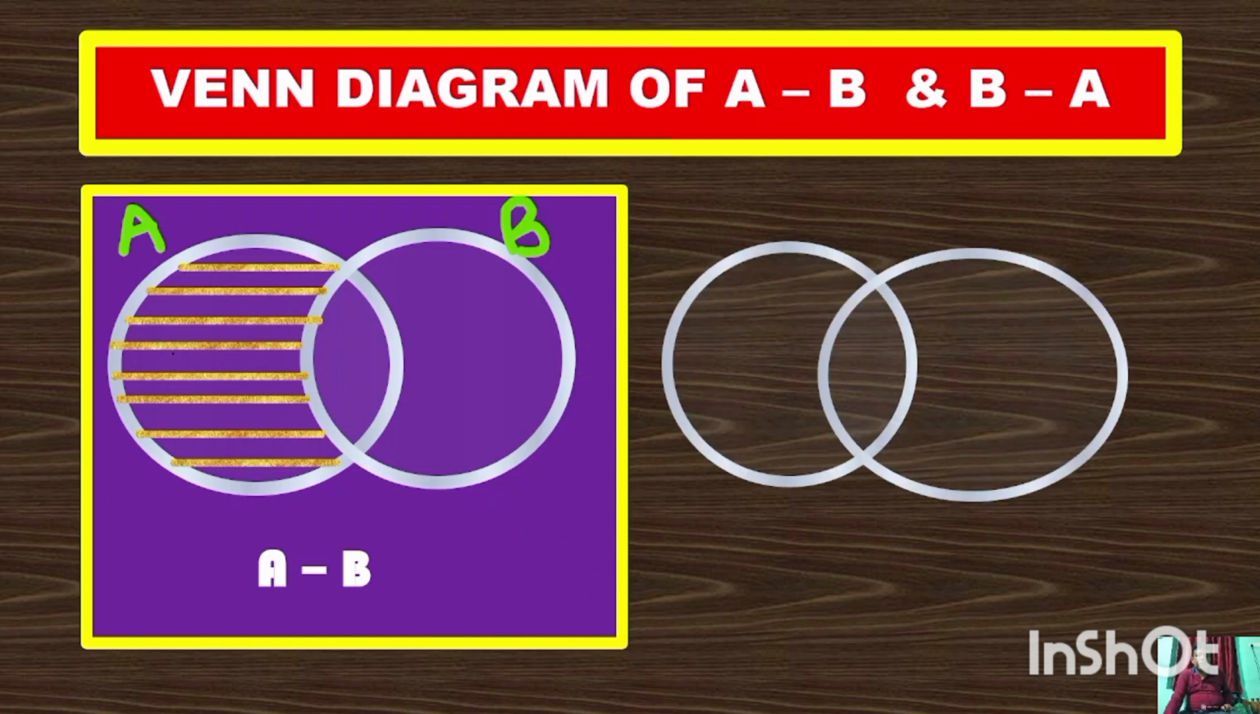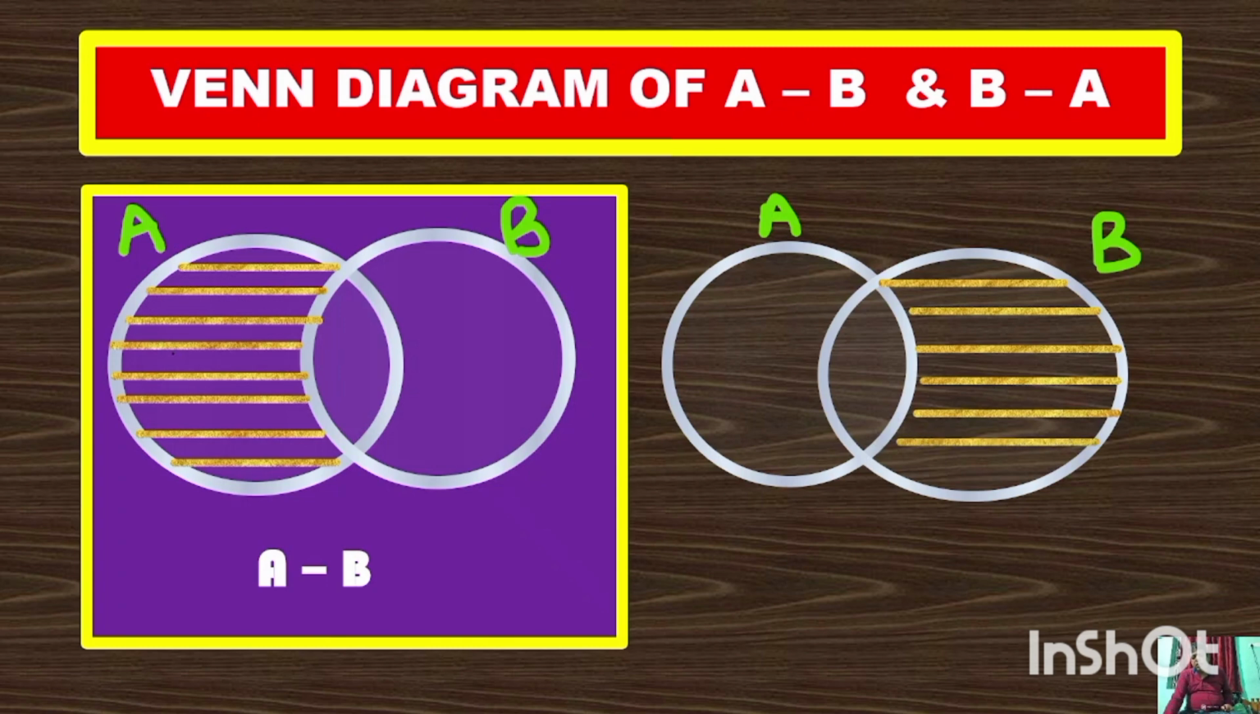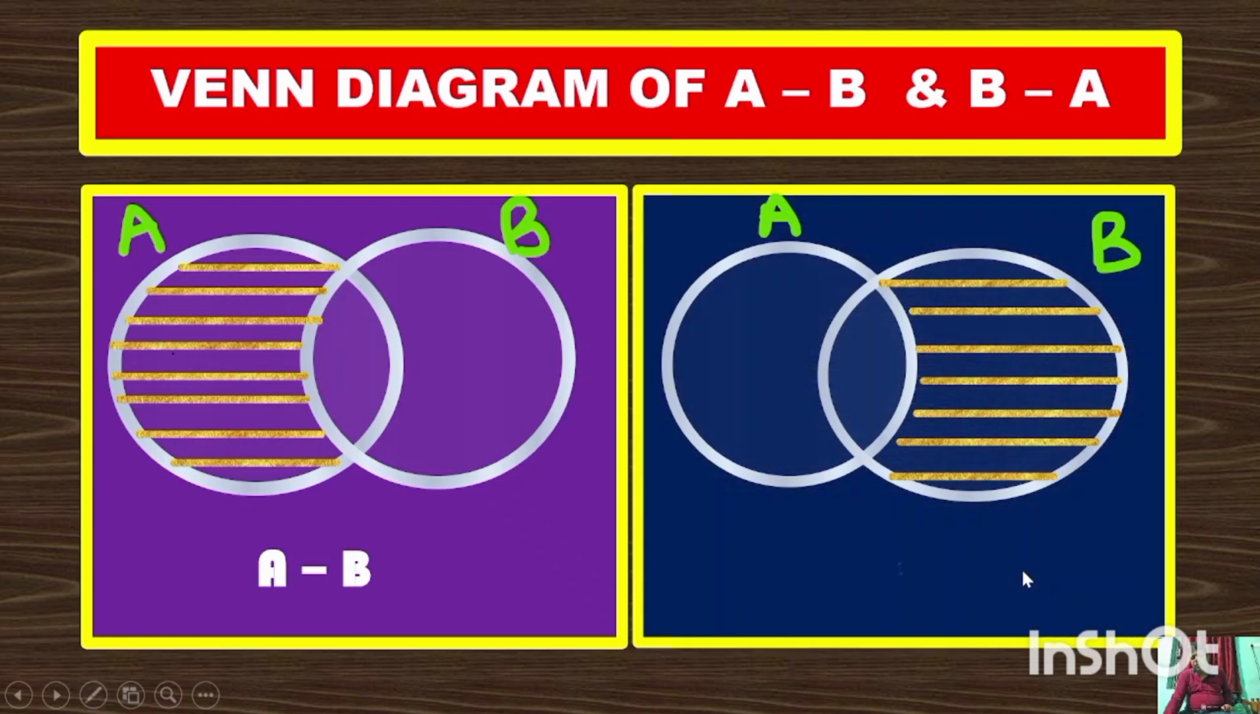Similarly, B difference A, the sets A and B, right? Here the area shaded portion indicates that the elements are only in B, not in A, which is B difference A. Understand? Right? This is a very interesting Venn diagram. Okay. I hope you are taking interest and eagerness toward the class. These are the concepts of A difference B and B difference A using the Venn diagram, right?